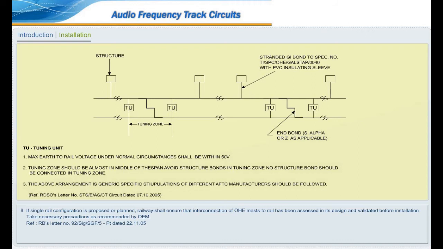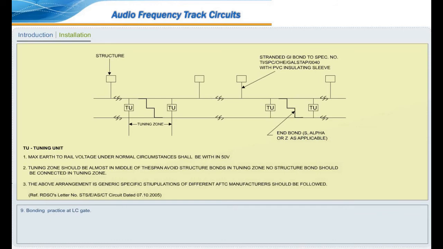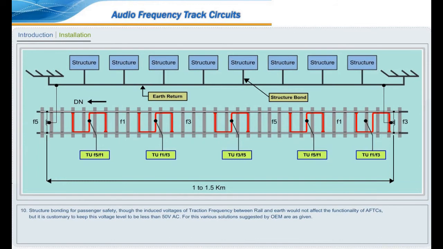Reference Railway Board's letter number 92/signal/SGF/5 dated 22/11/5: bonding practice at LC gate. Structure bonding for passenger safety. Though the induced voltages of traction frequency between rail and earth would not affect the functionality of AFTCs, it is customary to keep this voltage level less than 50 volt AC.